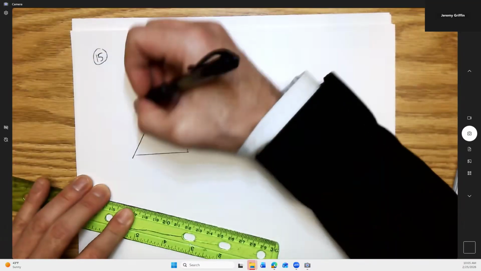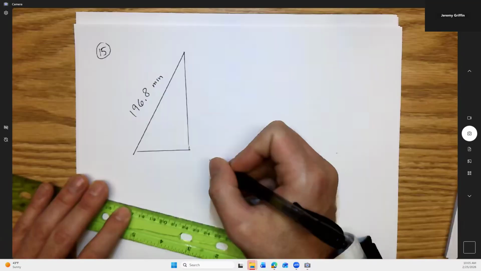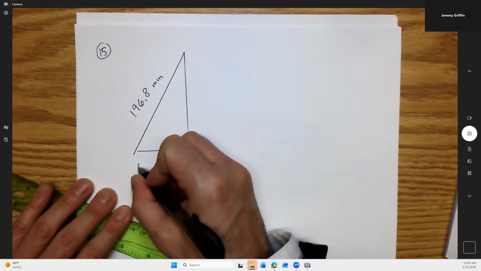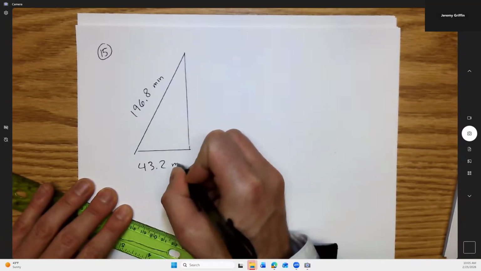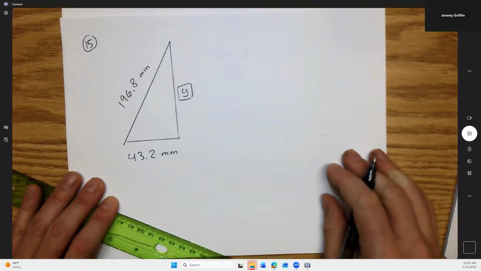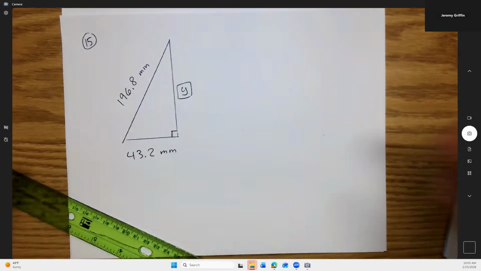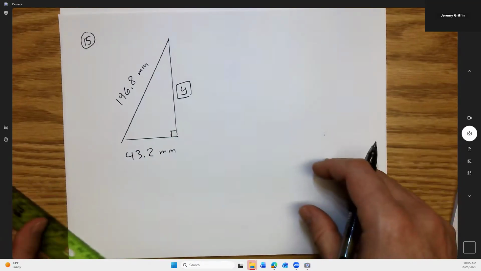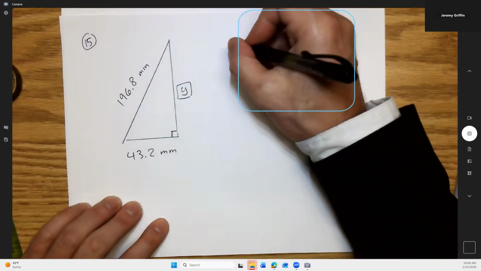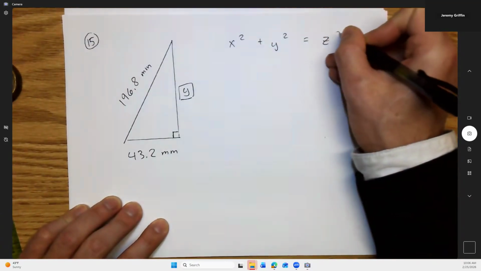So it said hypotenuse is 196.8. That's millimeters. We got one leg is 43.2, also millimeters. Let's call side y. So you guys know this is going to be Pythagorean theorem, which is printed on the very front page. You go x squared plus y squared equals z squared.